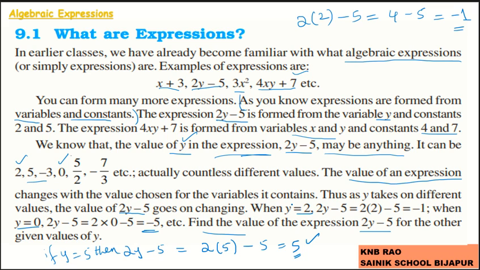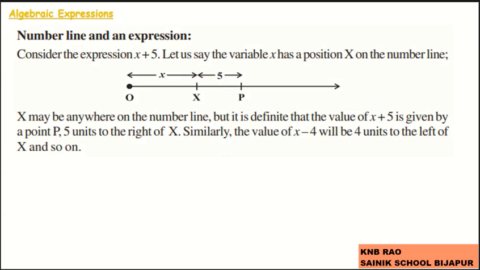Now children, we will go for a very important concept called number line and expression. You know the meaning of a number line, and I am going to tell you the meaning of an expression on a number line. For example, if you consider x plus 5, we can see x plus 5 on a number line. Let the distance from the origin O to x be x units, and from x to P, 5 units. So this OP distance is x plus 5 units. So on a number line, the meaning of x plus 5 is a distance, generated by adding x units with the 5 units.